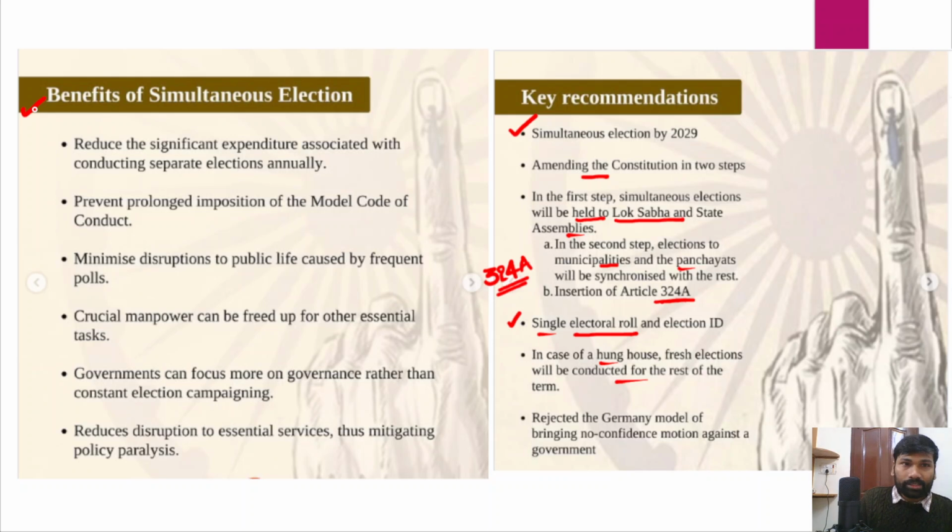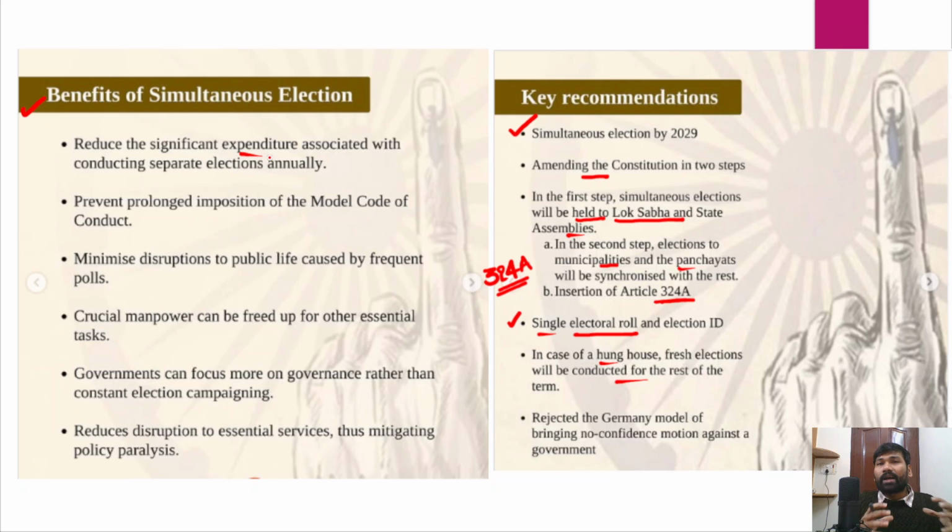Now, what are the benefits? It is expected that conducting simultaneous elections would substantially reduce the expenditure. Electoral expenditure is one of the issues, and it is very important that we reduce the expenditure on elections so that the funds can be utilized in a more prudent manner. Prudent in the sense that we could use those funds in social welfare programs in various social sectors such as education, healthcare, and skill development.